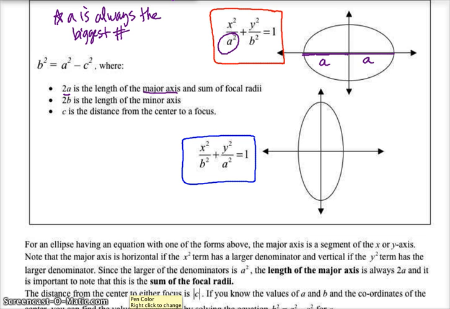Okay. Well, what about our b? So this length from the center to the vertical edge is a length of b, and if you go down, that's also a length of b. So 2b is the length of the minor axis.